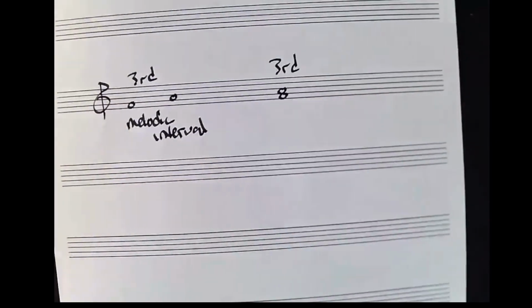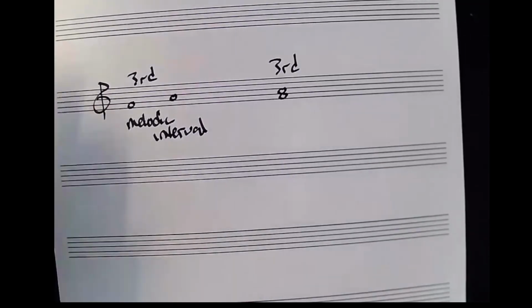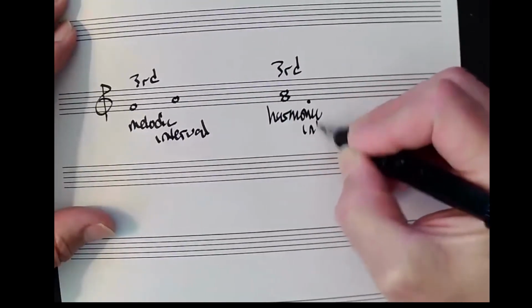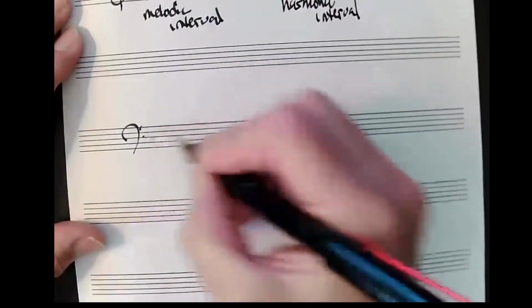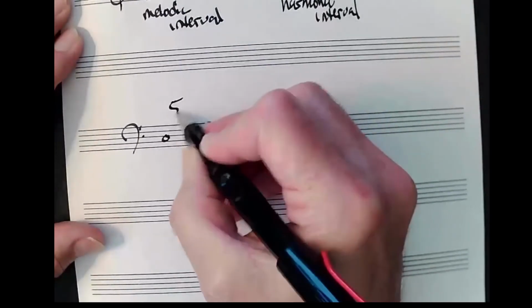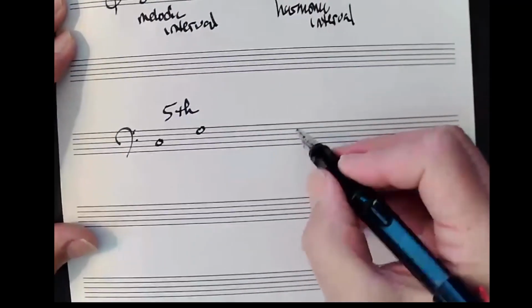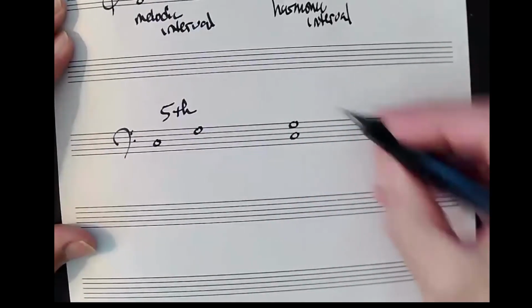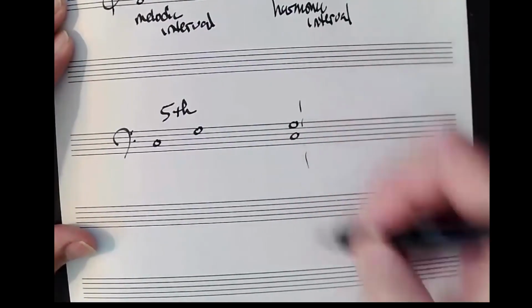A melodic interval implies that you're playing one after the other, and a harmonic interval implies that you are playing them at the same time. So this is a harmonic interval. This is what a fifth would look like as a melodic interval. And this is what a fifth would look like as a harmonic interval. Just right above. They are right on top of each other.